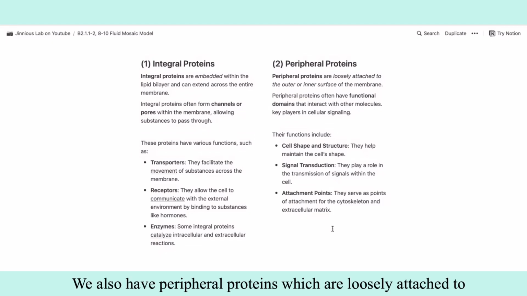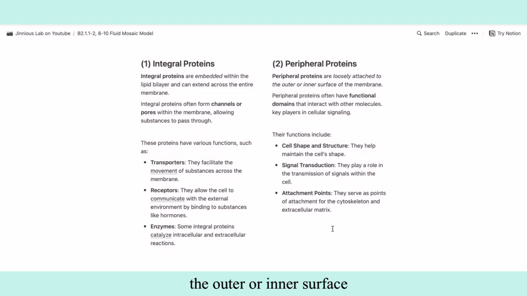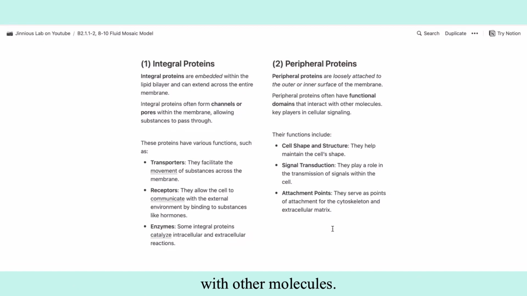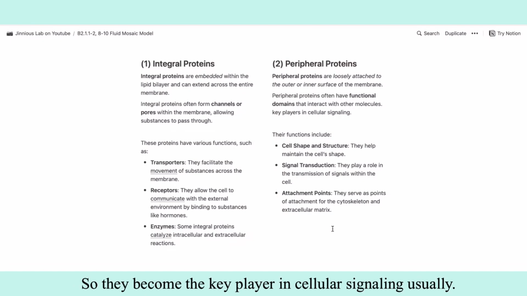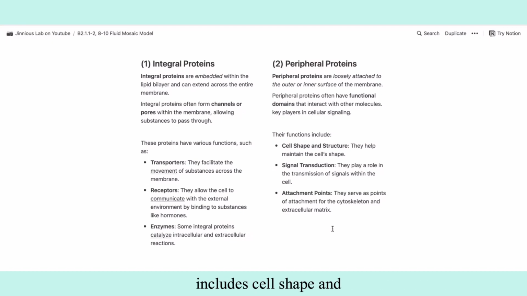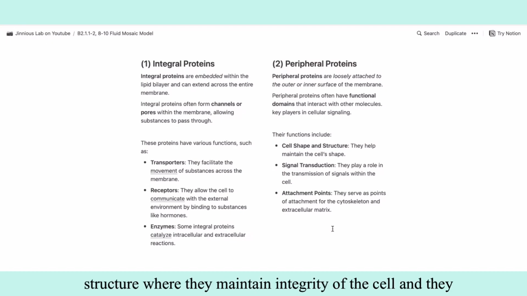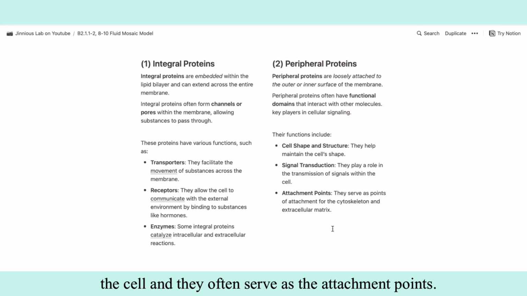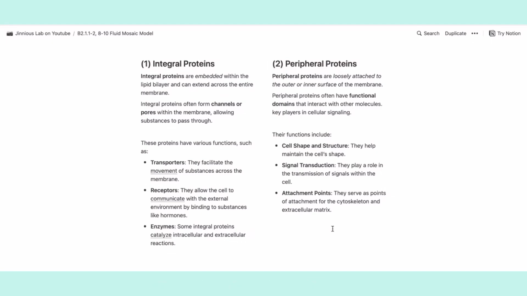We also have peripheral proteins, which are loosely attached to the outer or inner surface of the membrane, as we discussed before. And these proteins often have functional domains that interact with other molecules. So they usually become key players in cellular signaling. From this unique property, they have functions that include cell shape and structure, where they maintain the integrity of the cell, and they also transmit signals within the cell, and they often serve as attachment points.